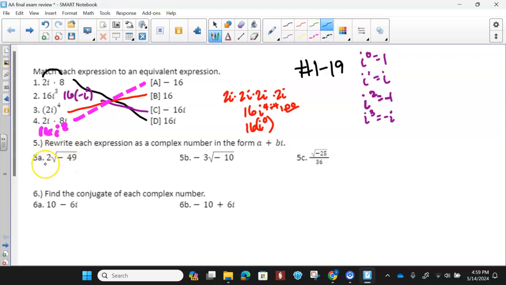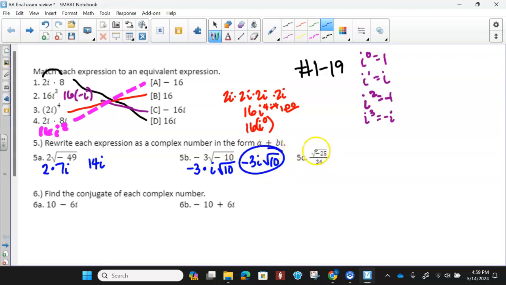So now here for number 5, we're just practicing our simplifying here. So notice how this is 2 times, well, the square root of -49. Well, that is 7i. So that's why here we have 14i. Now notice how this is -3 times, well, the square root of -10. Well, I can't do anything with the square root, except take out i, and then radical 10. We can only take out the -1. So that's why here we've got -3i times the square root of 10.